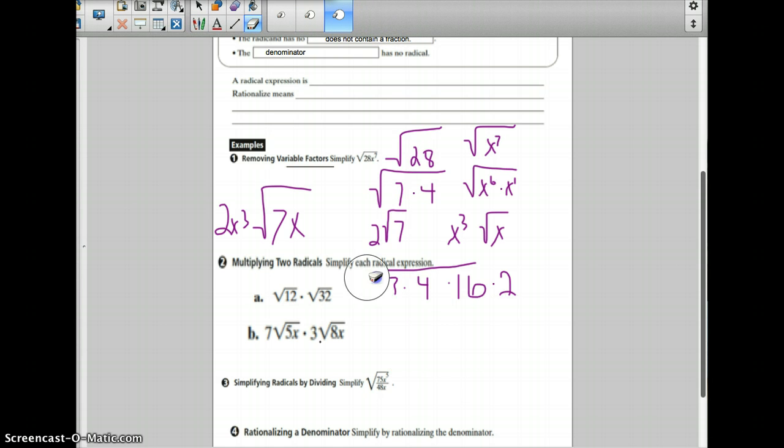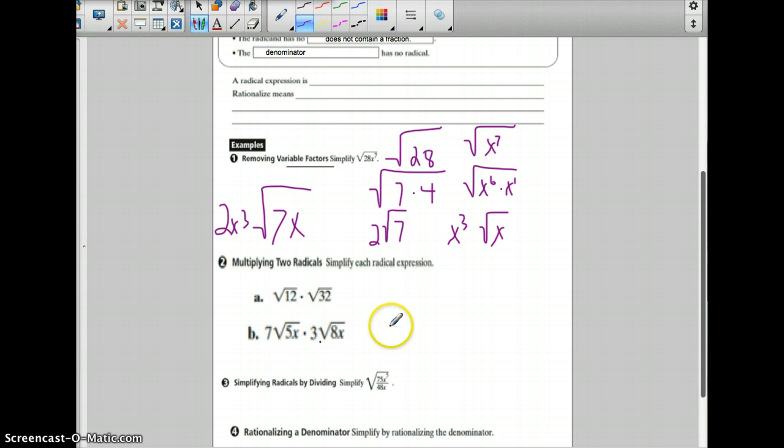We have 7 times the square root of 5x, times 3 times the square root of 8x. What I'm going to do is bring out anything that's already outside. I'm going to pull them out and multiply them. So I have the 7 times the 3. So I've taken care of that.